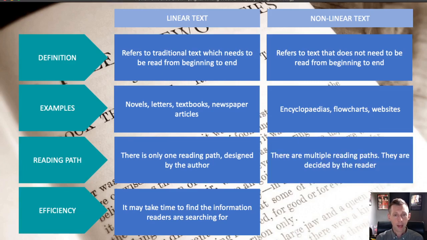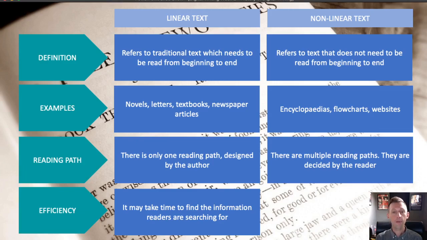And like we say, there are many ways to read this kind of text. Okay, it's not decided by any kind of author. It's decided by us, the reader. So like I said, with the example of a website, you're not sitting down and reading a website from start to finish, because there is no start and finish to a website.